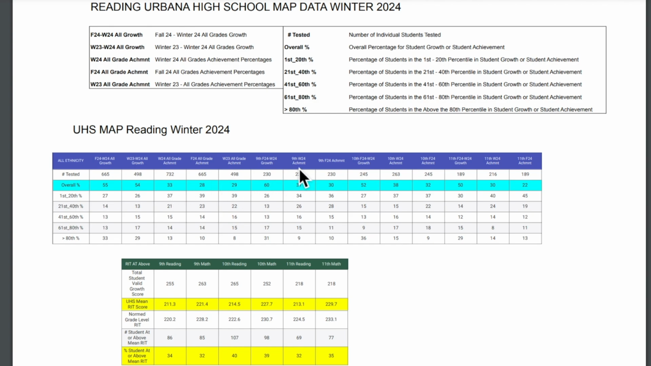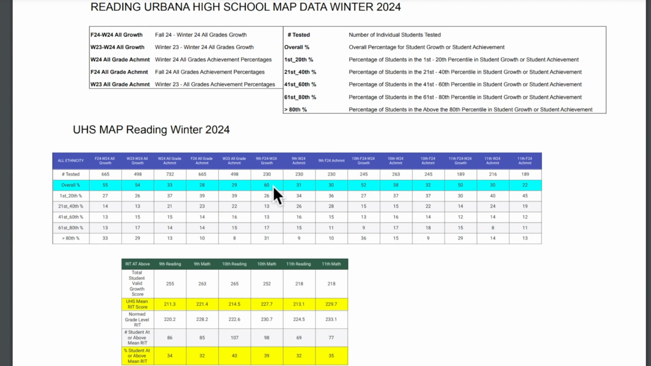Then over here, you're going to have 9th grade. So here you have 9th grade fall to winter growth. You have 9th grade winter achievement. And then you have 9th grade fall achievement. I'm giving you some data points here.